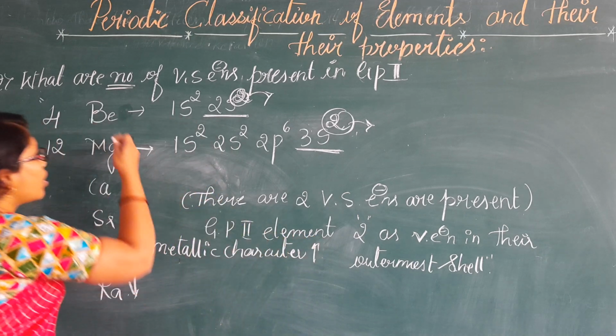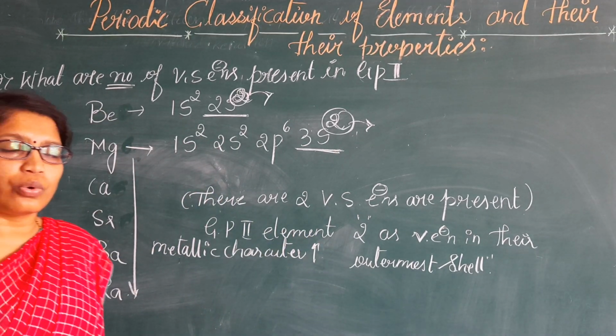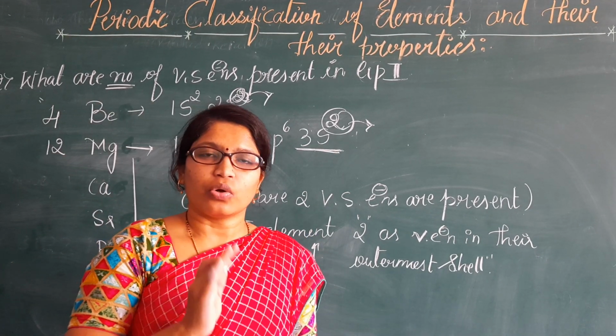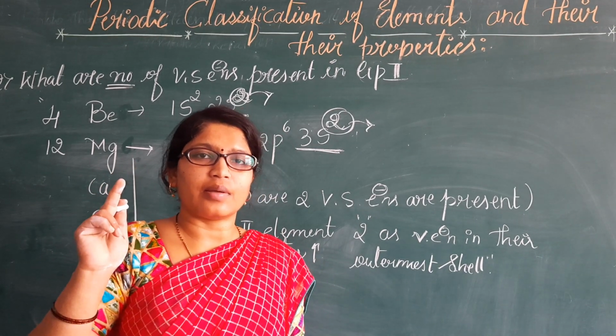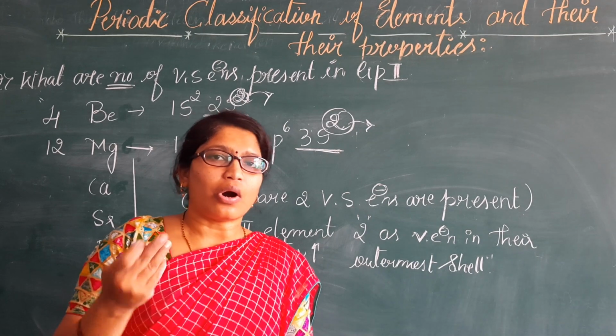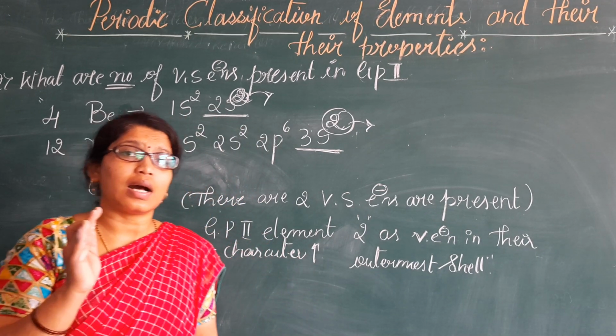So these are all considered good metals. Group 1, when we looked at it, hydrogen, lithium, sodium and so on, are all considered as alkali metals.